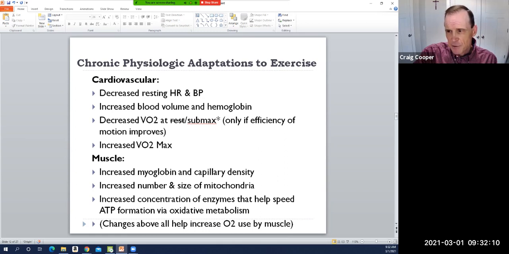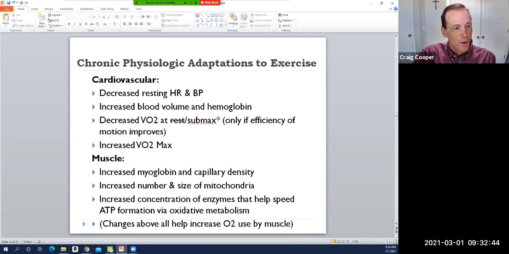Now this decreased VO2 at submax also really won't change unless you change how you're doing the motion. There is a calculated oxygen cost that you can figure out for any given workload on the bike, however many watts you're pushing, for any given treadmill speed that you're going, that we can do a mathematical equation and say, this is how much oxygen it takes to move at that pace. And that really won't change, like I say, unless you got way more efficient.